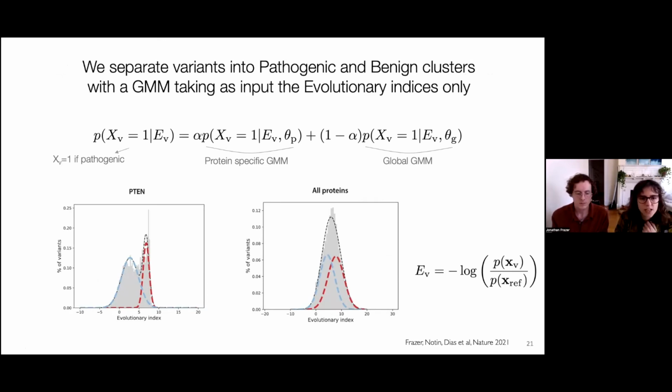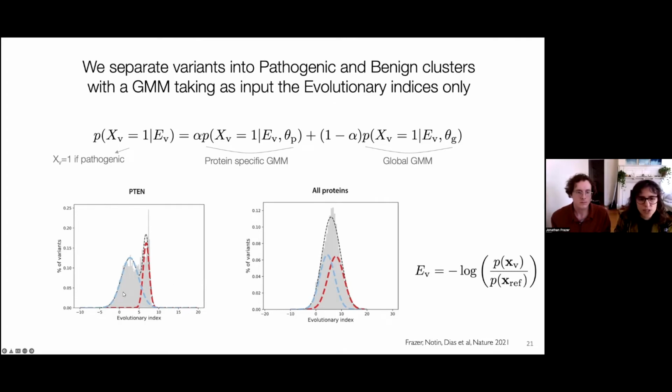Let me explain in a little more detail how we do this Gaussian mixture model step. When we plotted the distribution of evolutionary indices for every protein, we realized that the distribution was bimodal for some of these proteins. And this motivated us to cluster the distribution of the evolutionary indices in 2 clusters. And we postulated that one corresponded to benign variants and the other to pathogenic variants. And this super naive approach actually paid off quite well.